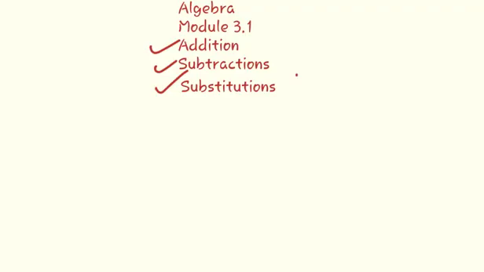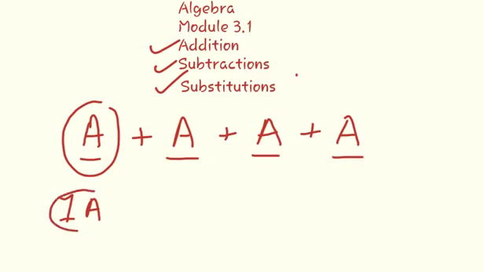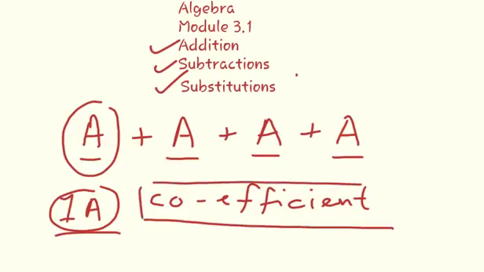So let's start. Here we have A plus A plus A plus A. These A's represent apples. And A on its own is the same as saying 1A. Now this is called a coefficient, where you have a number in front of a letter. It's called a coefficient.